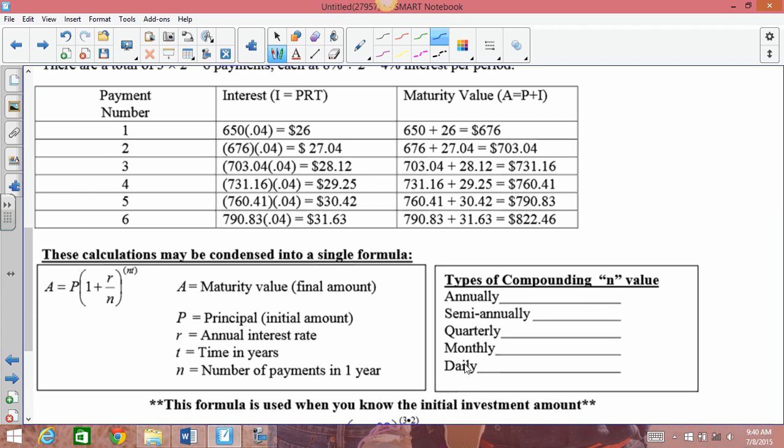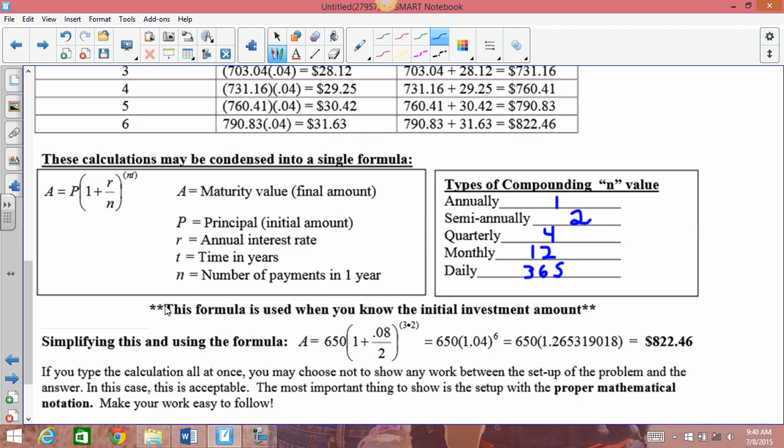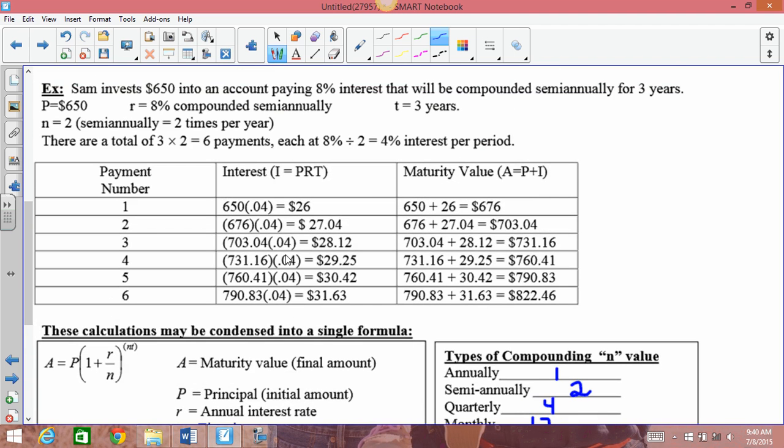If you get an annual payout, then you're only getting one payout a year. Semi-annually, like we talked about a minute ago, twice a year. Quarterly, there would be 4 payouts in a year. Monthly, 12 in a year. Daily, 365 payouts in a year. So these would be your common N values that you would be using for your formula. Where you see parentheses here in my formula, that's where you need to use them whenever you put them into your calculator.